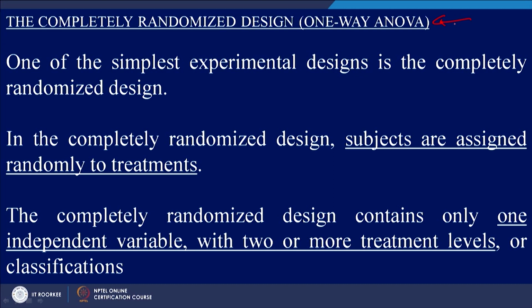This is the simplest amongst all, as I said. In the completely randomized design, subjects are assigned randomly to treatments. That is why it is called completely randomized design. It contains one independent variable with 2 or more levels, or classification.